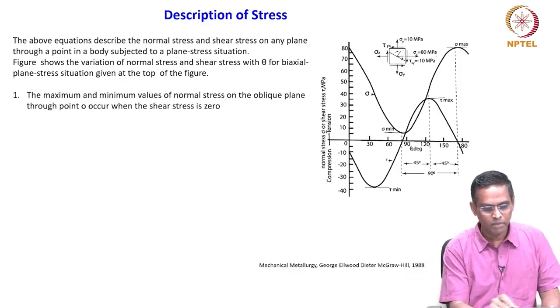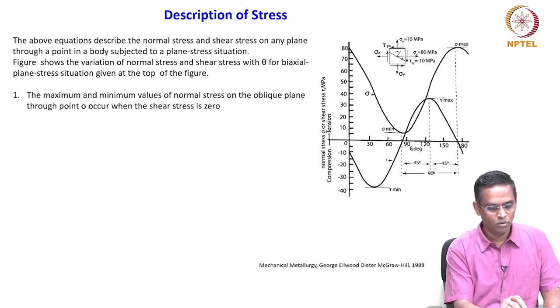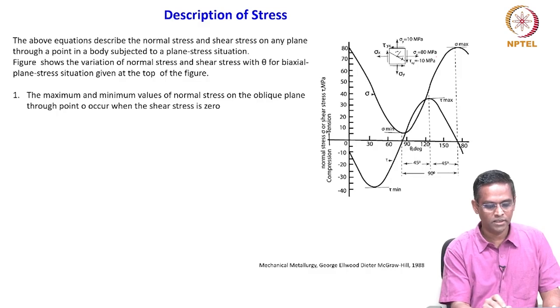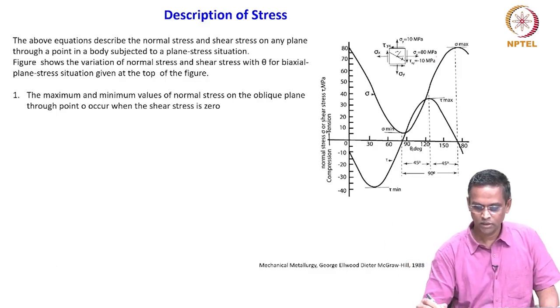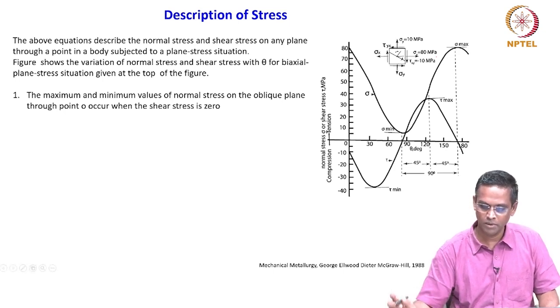The maximum and minimum values of normal stress on the oblique plane through the point O occur when the shear stress is 0. So, what does it mean? What are we seeing here? The shear stress is 0 here. So, this is where the maximum and minimum values of normal stress on an oblique plane occur. Okay. So, the maximum and minimum, it happens here.